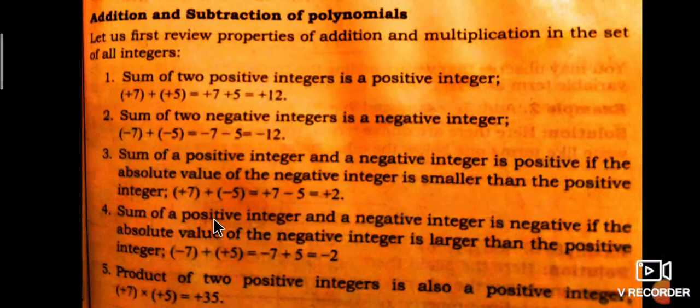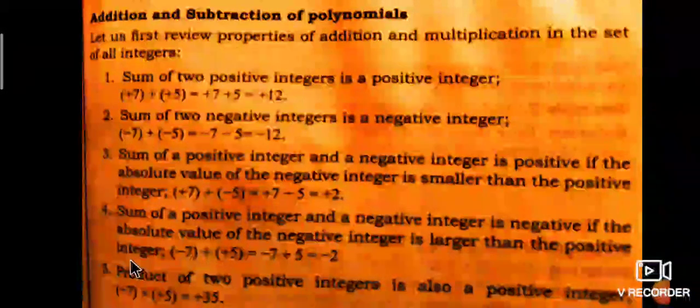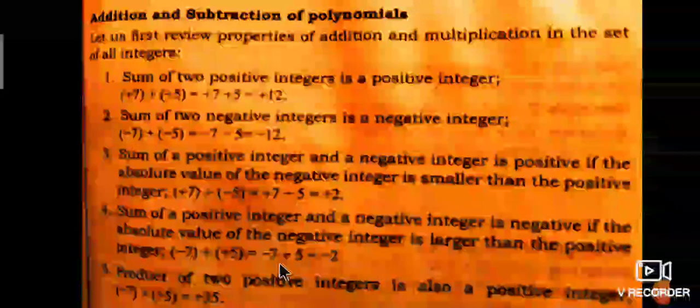Next one is the sum of a positive integer and a negative integer is negative if the absolute value of the negative integer is larger than the positive integer. Dear students, observe that one. Observe here. Minus 7 plus 5 is equal to minus 2.